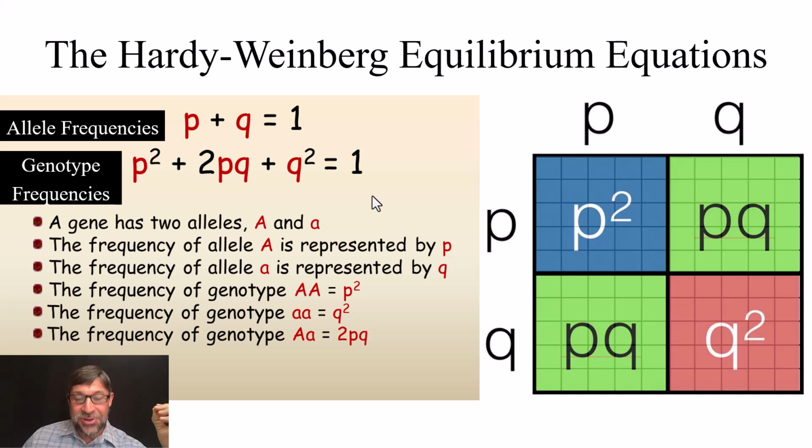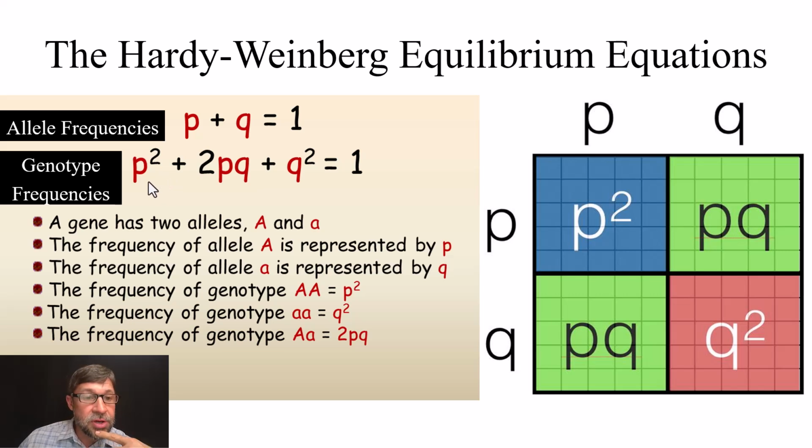Okay, without further ado, the Hardy-Weinberg equilibrium equations, which you're going to want to have on your cheat sheet. Hardy-Weinberg equilibrium states that P plus Q equals 1. These are the allele frequencies, where P is the frequency of the dominant allele, which is represented by a big letter, in this case A, and Q is the frequency of the recessive allele in the gene pool, in this case represented by a little a. Okay, those are the allele frequencies.